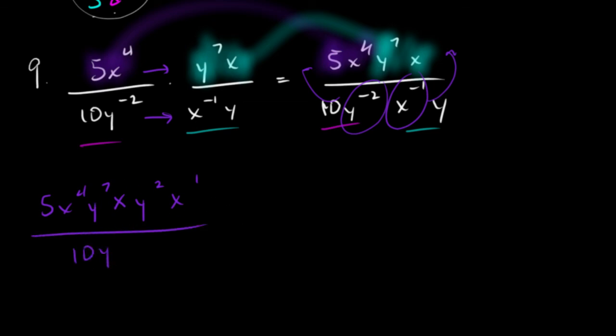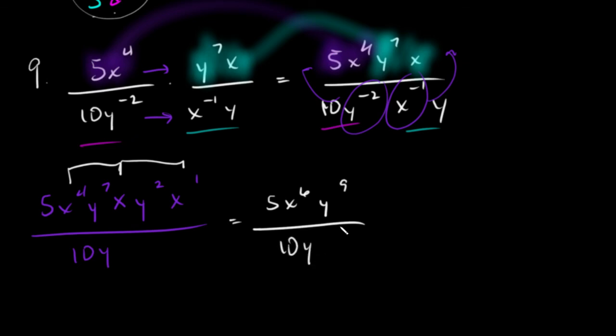10y. And now I just combine everything that can be combined up here. So you've got x to the 4th, x to the 1st, x to the 1st. You add these exponents, and you'll have x to the 6th. So you have 5x to the 6th, and then y to the 7th, y to the 2nd. It would be y to the 9th. And then here you've got 10y.